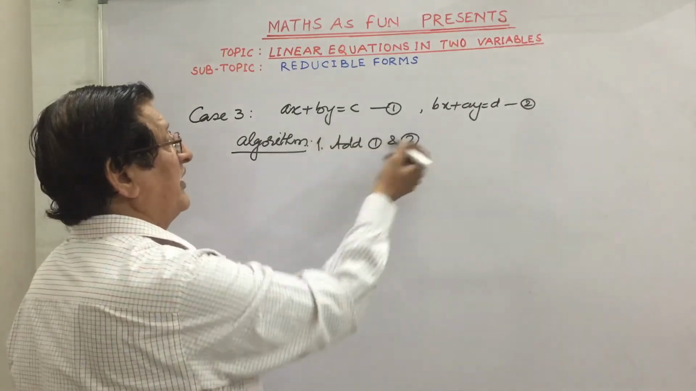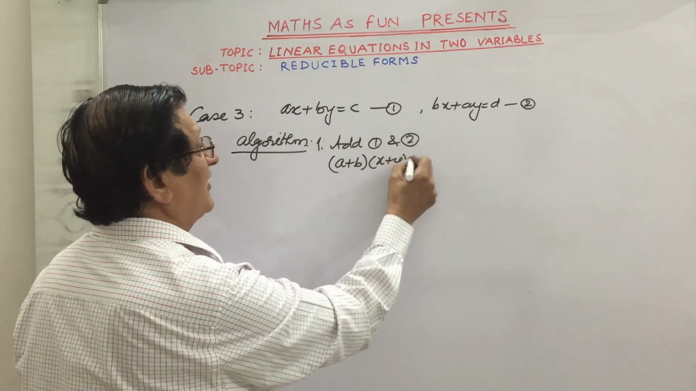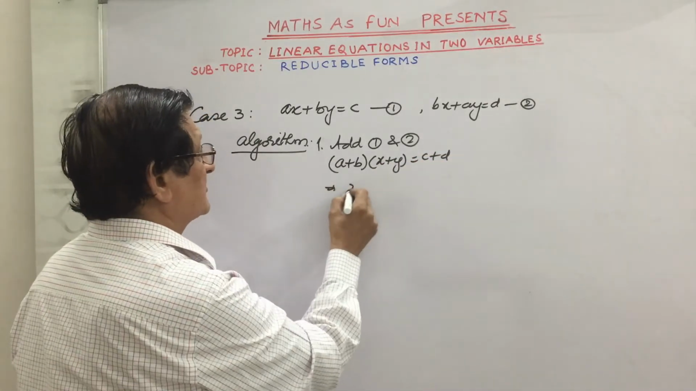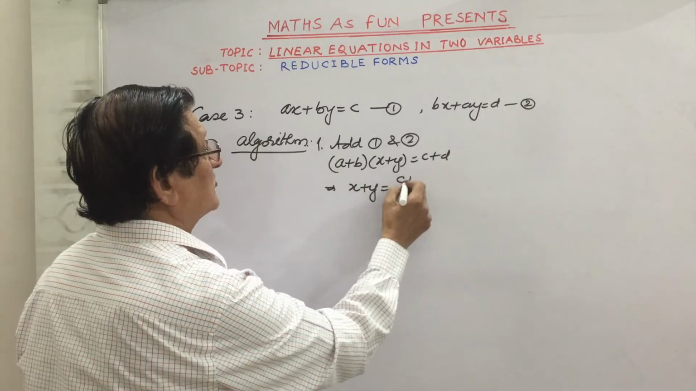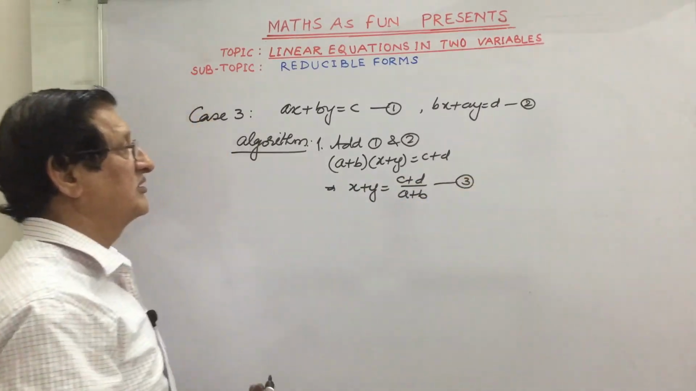Add 1 and 2, when we add them, we are getting a plus b into x plus y equal to c plus d, which gives us x plus y equal to c plus d upon a plus b. This becomes equation number 3, we can name it.